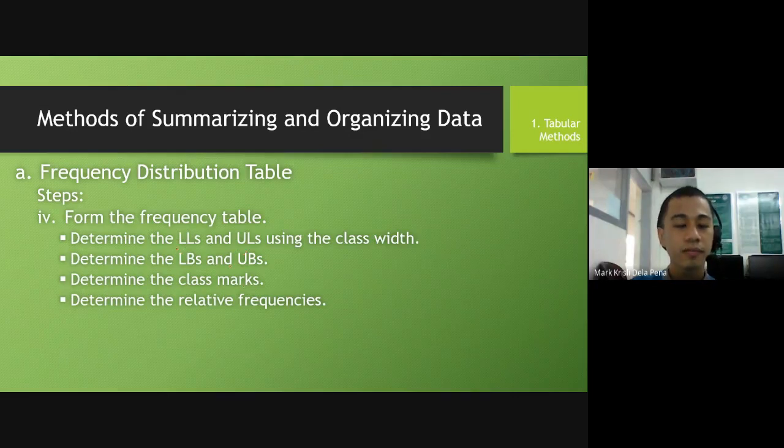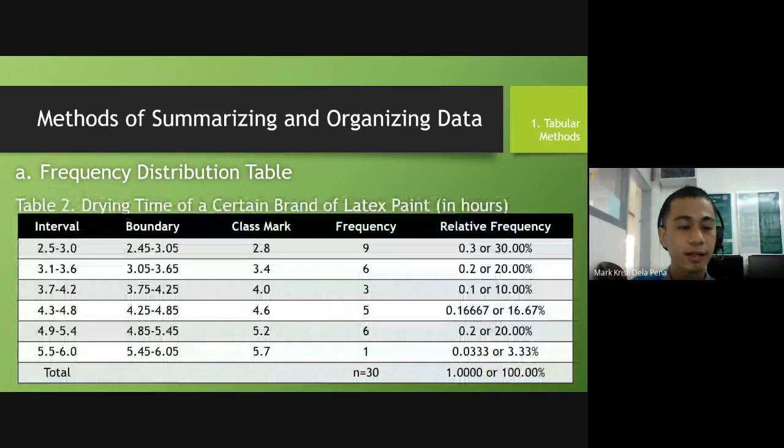We have 6 class intervals, and which number will we start with? In the first class interval, we will start with the lowest value. Our lowest value is 2.5, and our class width is equal to 0.6. So to get the next class interval, we add 2.5 and 0.6, which is 3.1, plus 0.6 is 3.7, 4.3, 4.9, and so on.